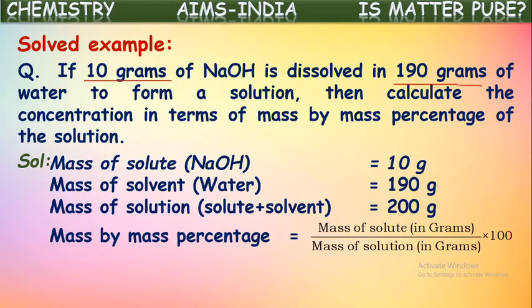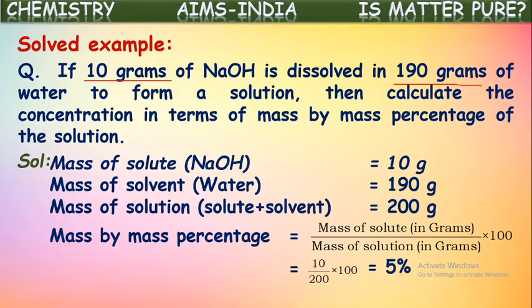So let us substitute all the values in this. Okay, the mass of solute is 10 grams, the mass of solution is 200 grams, into 100. This gives 5%. So the mass by mass percentage of the solution is 5%. That means in every 100 grams of solution, there will be 5 grams of sodium hydroxide. That is the meaning of this 5%.